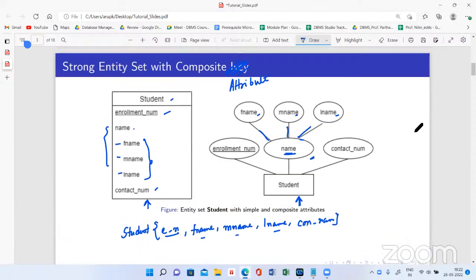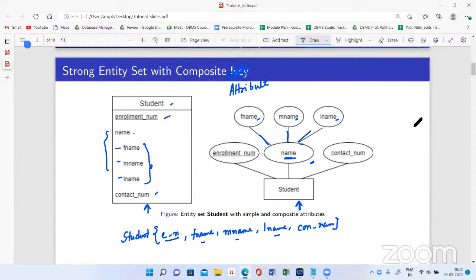I think he is confused about the composite key and the composite attribute. A composite key is nothing but a compound key, meaning a primary key having more than one attribute. And a composite attribute means an attribute which has subparts.